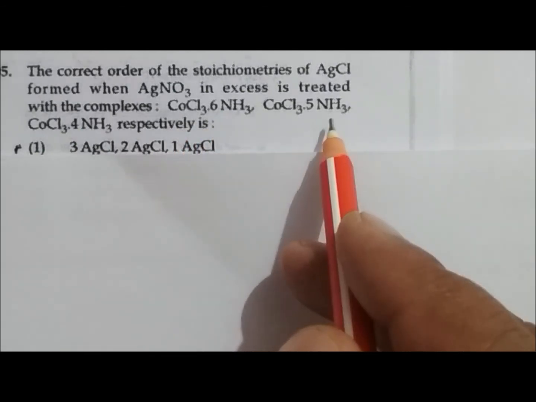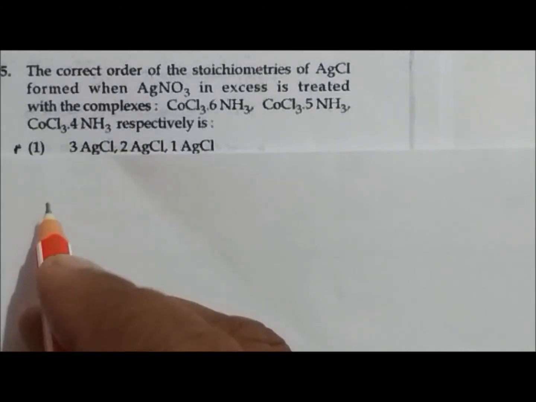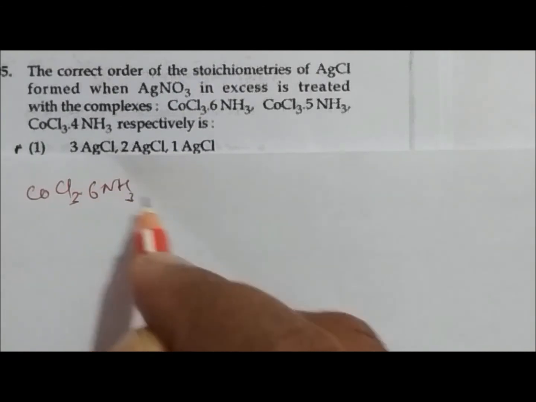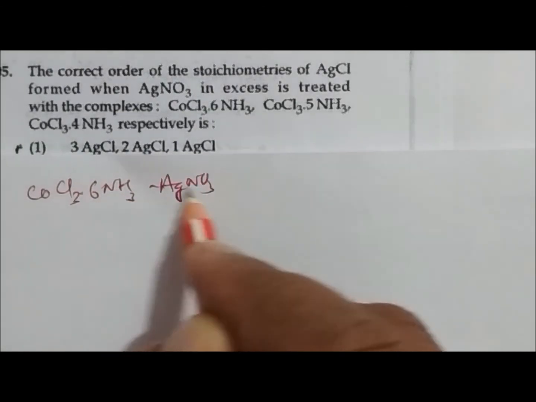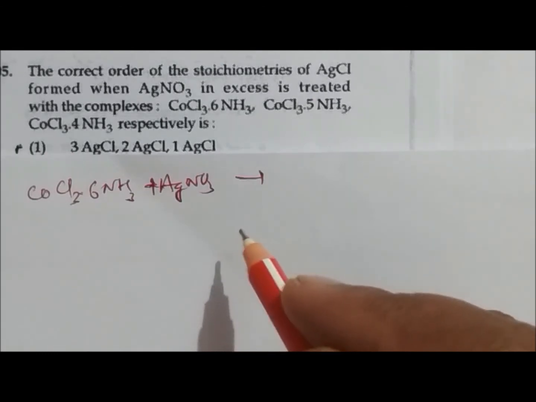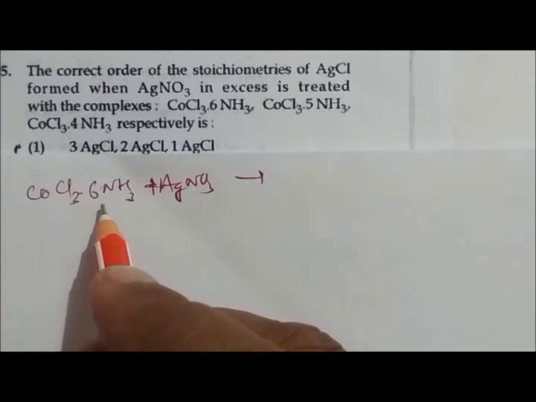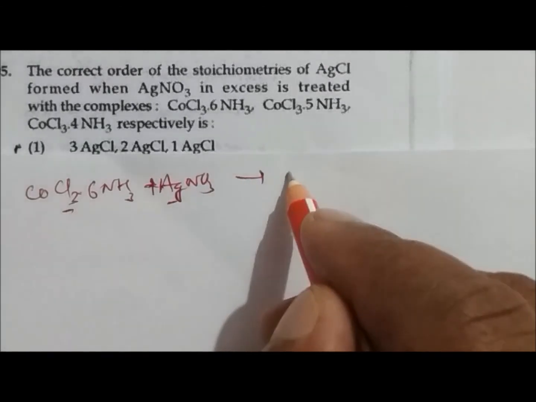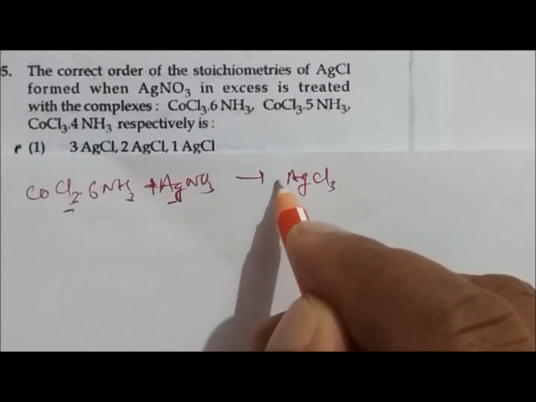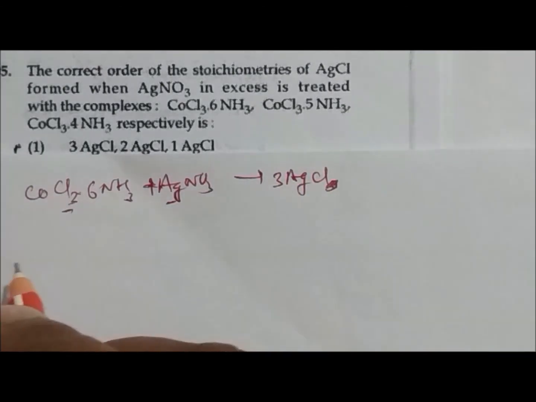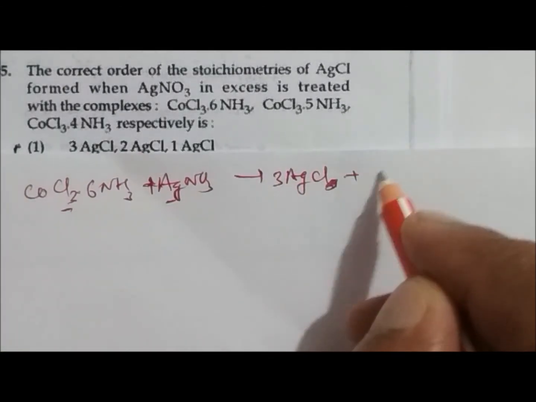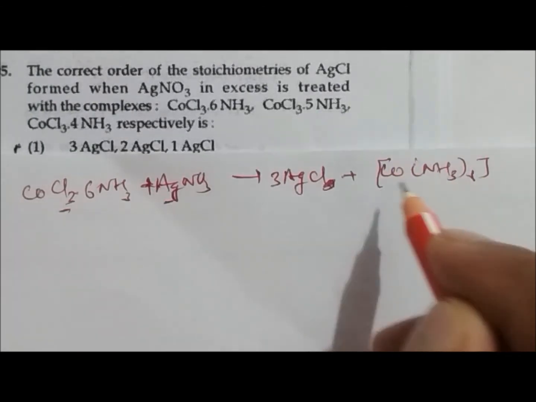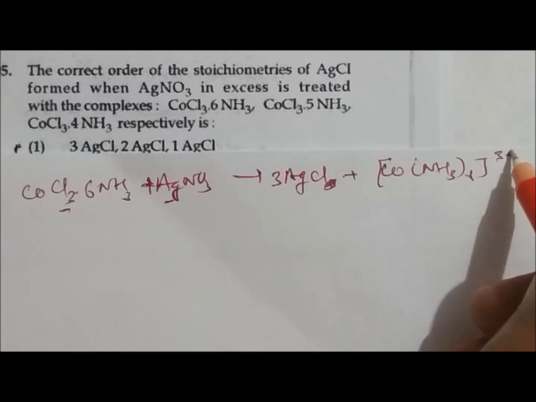CoCl3 with 6 ammonia, 5 ammonia and 4 NH3. So this is the equation CoCl3·6NH3, and when you react it with silver nitrate in excess quantity, what is the product? Cobalt is in the +3 state, so silver will completely react, and you will get 3 AgCl and the complex [Co(NH3)6], which will be 3 positive.